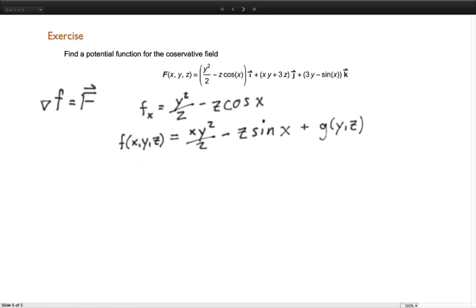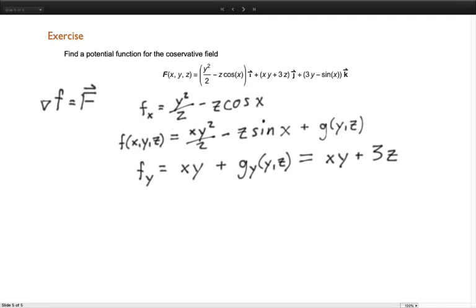so we can't forget about it in our function f. And now we proceed: we're going to differentiate this expression with respect to y. Right here, we just get xy for the first term, the 2's cancel. The next term has no y, so we get 0. When we get to the g, remember, we're differentiating with respect to y, so that's the partial derivative of g with respect to y. And we want this to be equal to that second component, the j component up here. And so we just set them equal to each other.